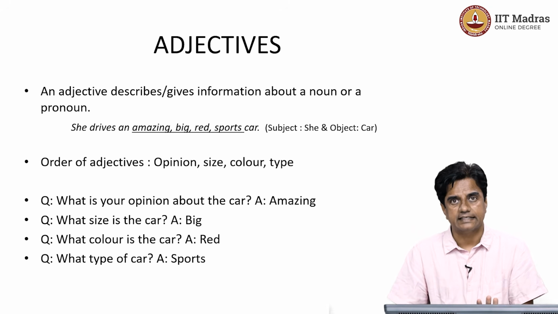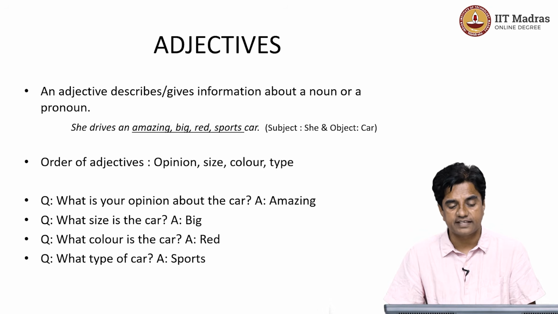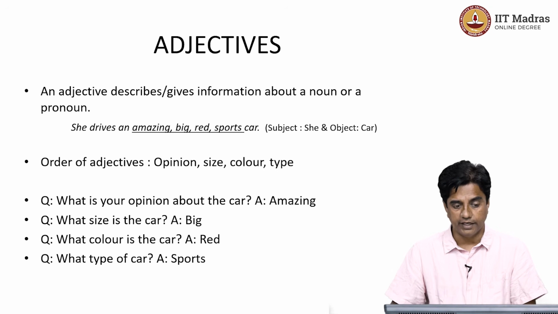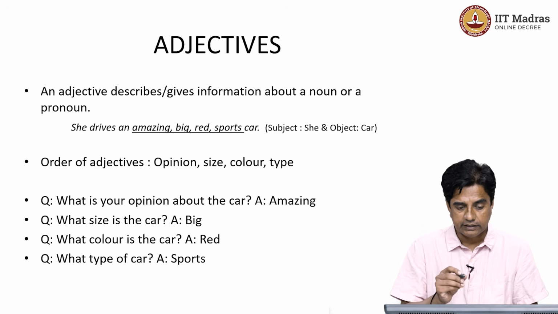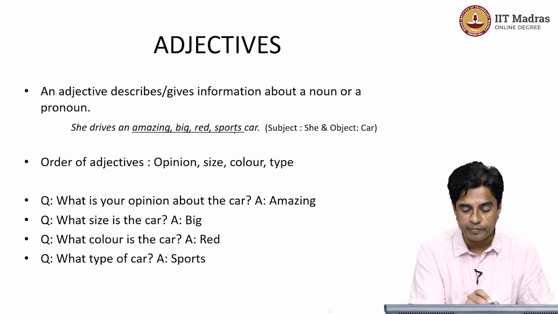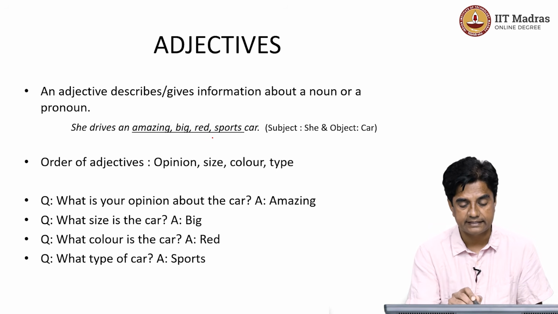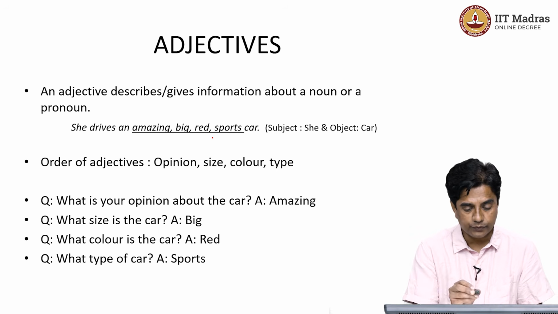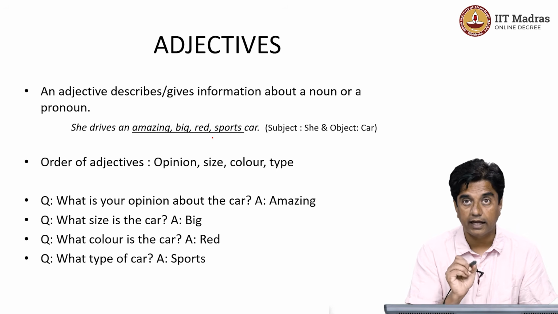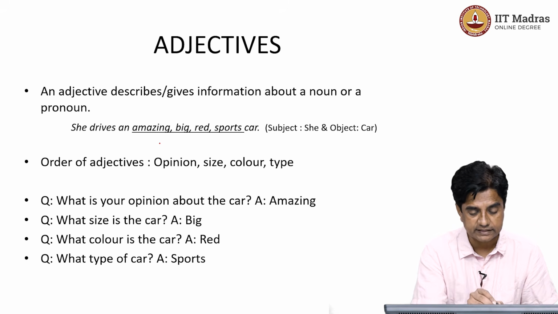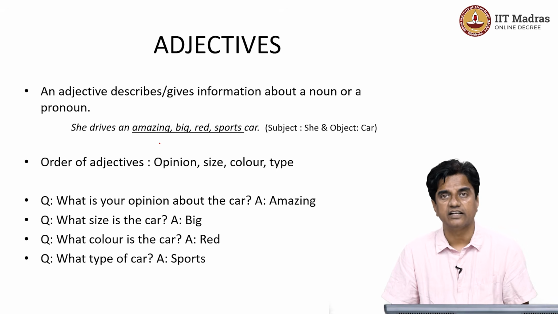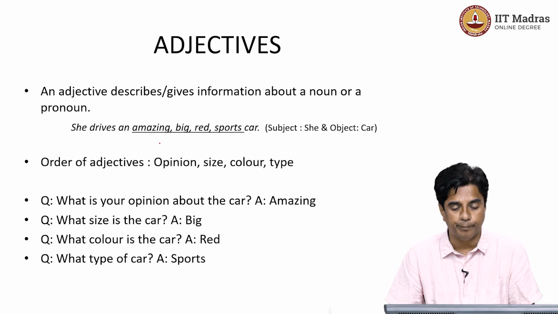First of all, read this sentence again. She drives an amazing big red sports car. Now, there are so many words here. The first one is amazing, big, red, sports. So all these are adjectival words. Look at this. We can also say she drives an amazing car. We can also say she drives a big car. We can say she drives a sports car. Or we can simply say she drives a car.